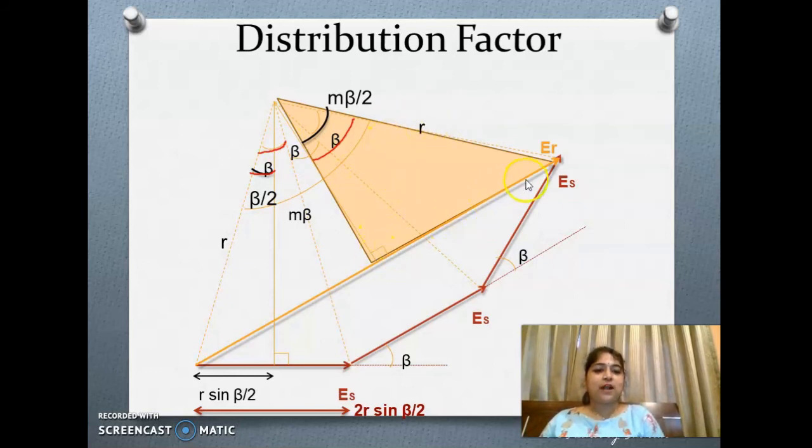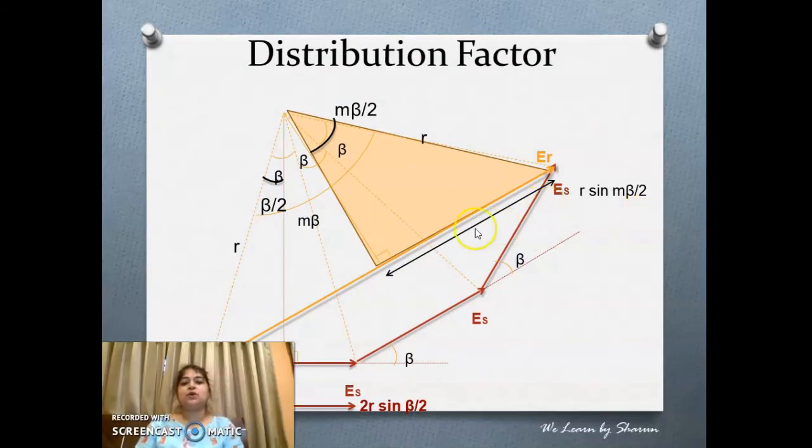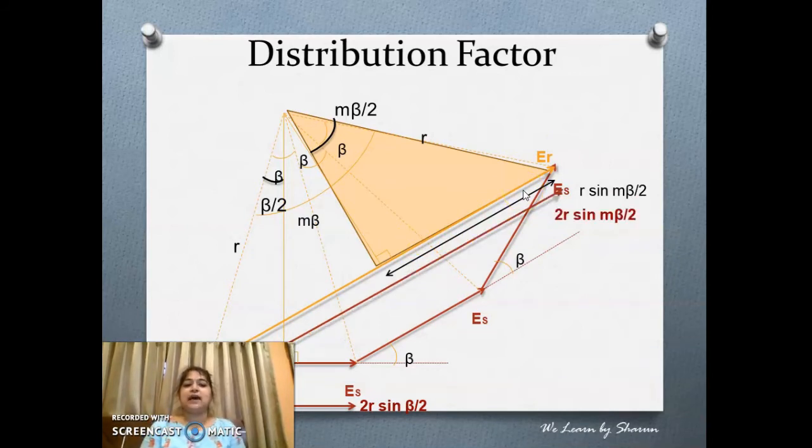So this part of the triangle, which is a side of this particular triangle, will be half of ER. And half of ER will be given by R sine m beta by 2. If R sine m beta by 2 is this side of the triangle, which is half of ER, we can say ER is exactly twice of it, which is twice R sine m beta by 2. So ER here is given by twice R sine m beta by 2.